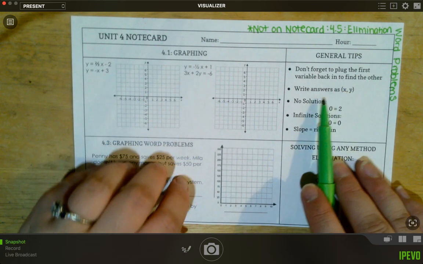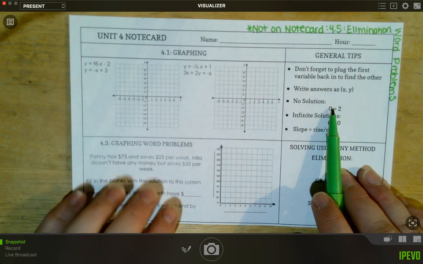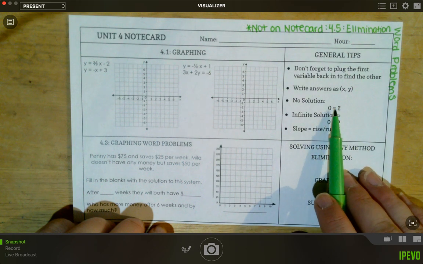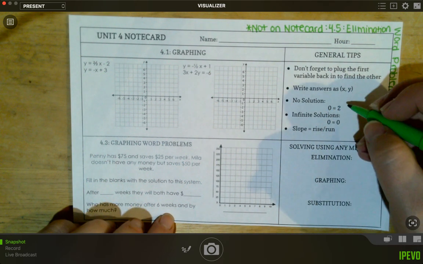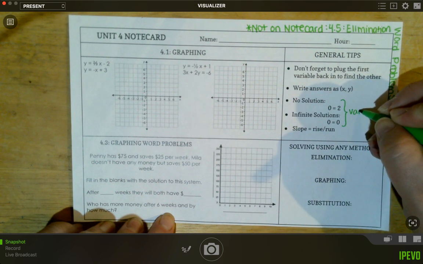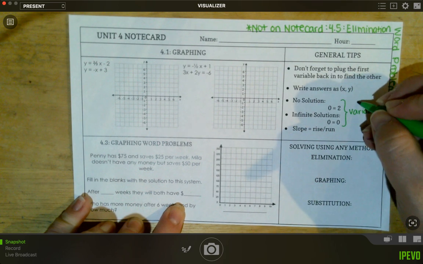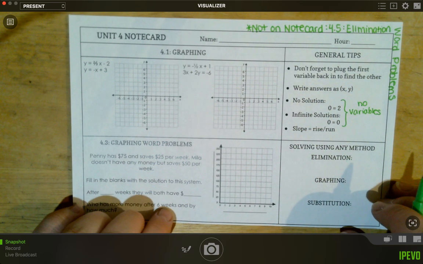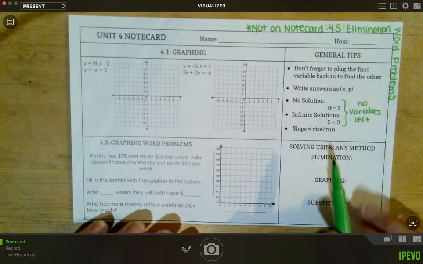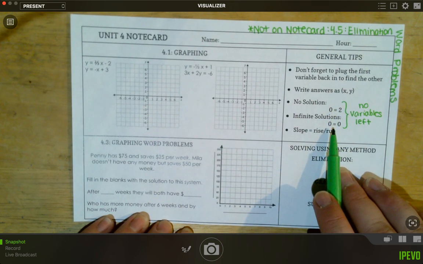And if you're going to get no solution, that means you have an equation left that looks like this. 0 equals 2. 0 does not equal 2. Notice how in both of these, actually I'm going to say no variables. So there's no variables left. Okay? And if it's not true, that's no solution. If it is true, that's infinite.